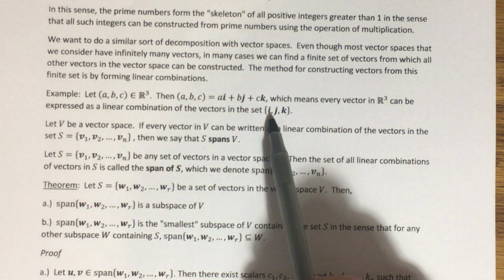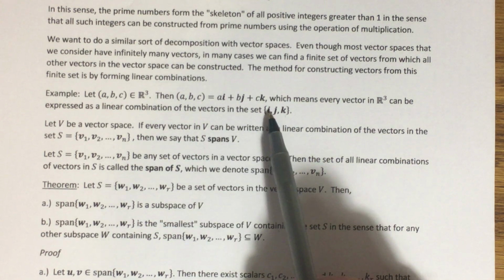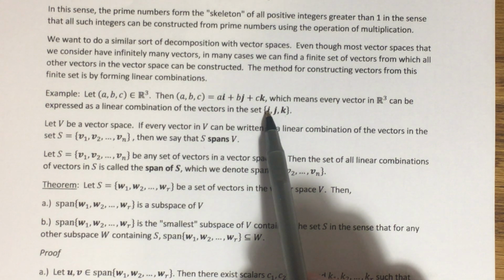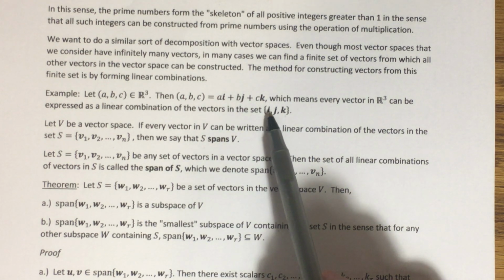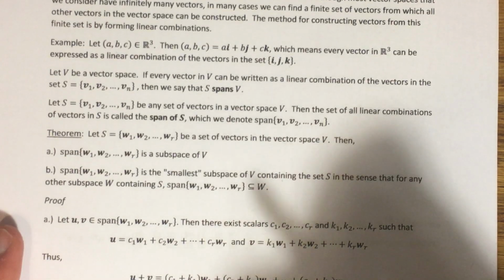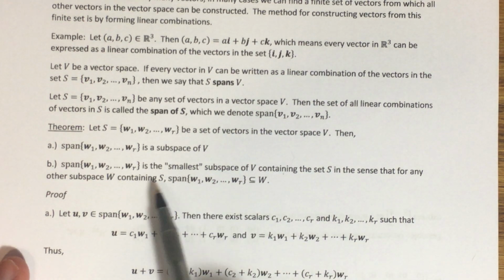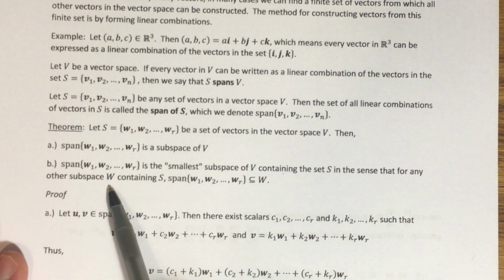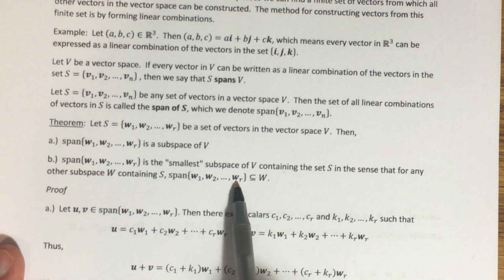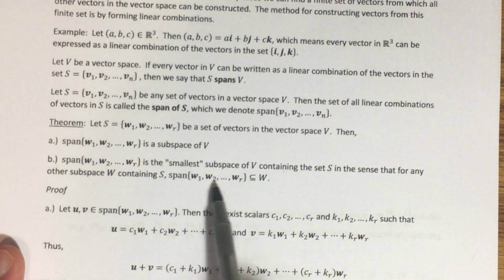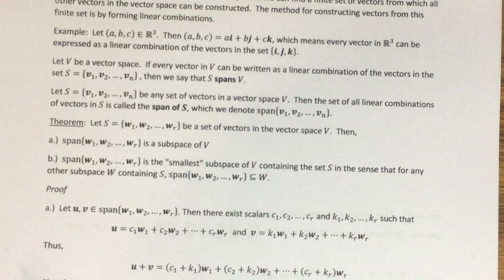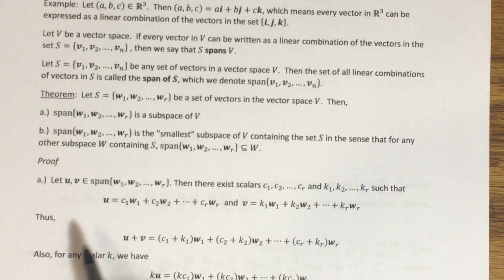The span of this set is a subspace, but there are other subspaces of R3 that contain this one vector, that contain i, and the span of i would have to be the smallest subspace that contains this one vector. Okay, and what do we mean by smallest? Well, smallest in the sense that any other subspace W that contains those R vectors will also contain the entire span of those R vectors. Okay, so that makes the span of those vectors a subset, or a subspace, if you will, of this larger subspace W. Okay, so let's prove this.